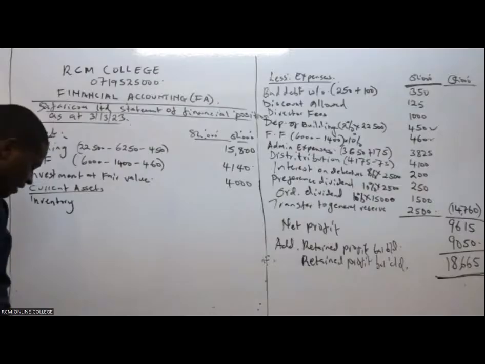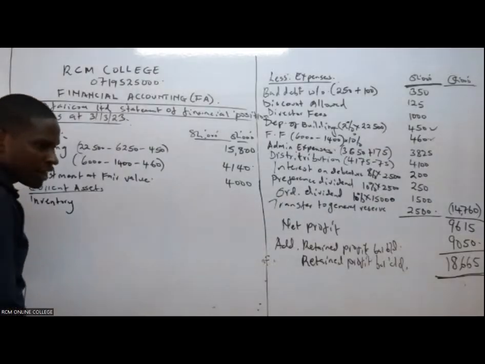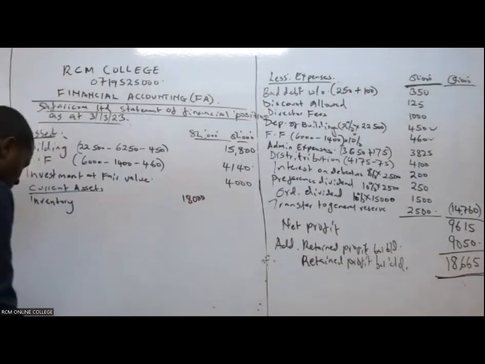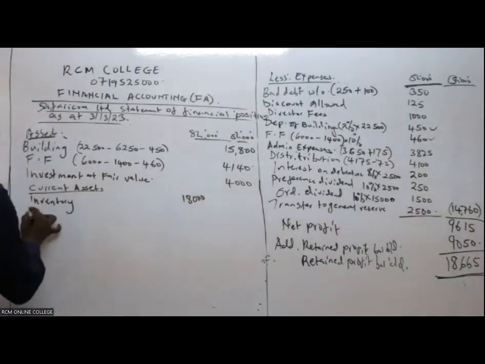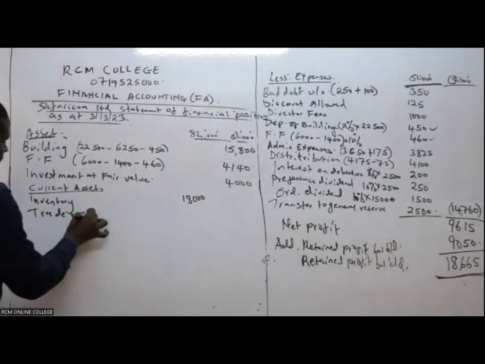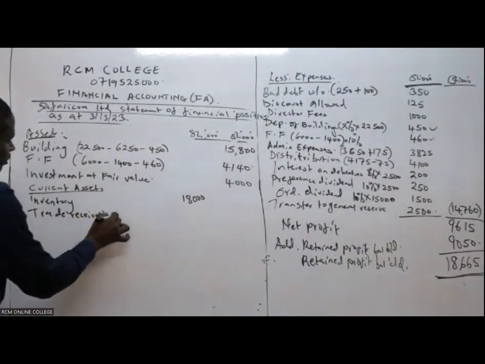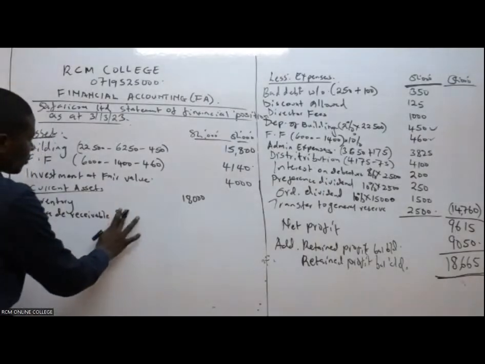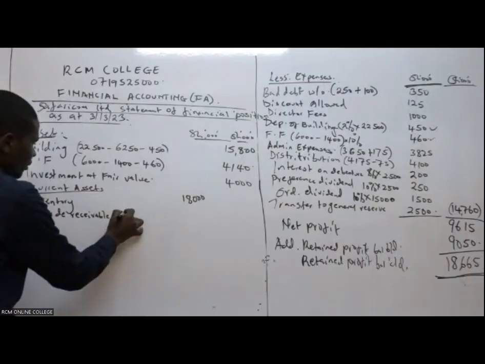Who can give me the value of our inventory? Can you see 18,000? Then we have trade receivable. Who can tell me what we reduce our trade receivable with? Which item do we reduce the trade receivable with? It was 8,250.